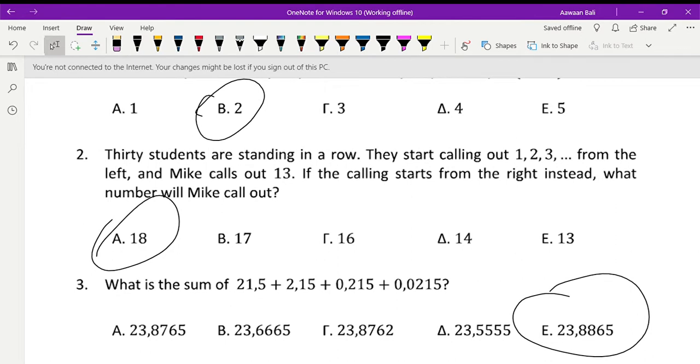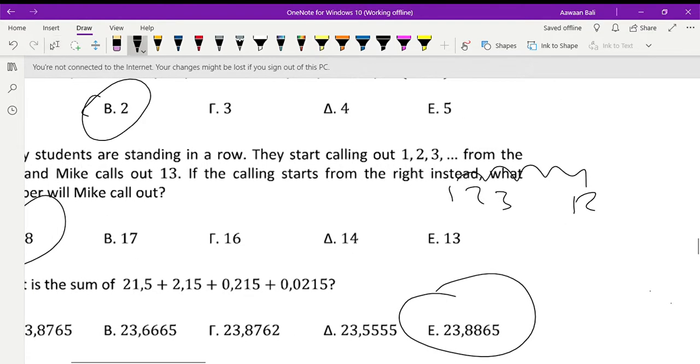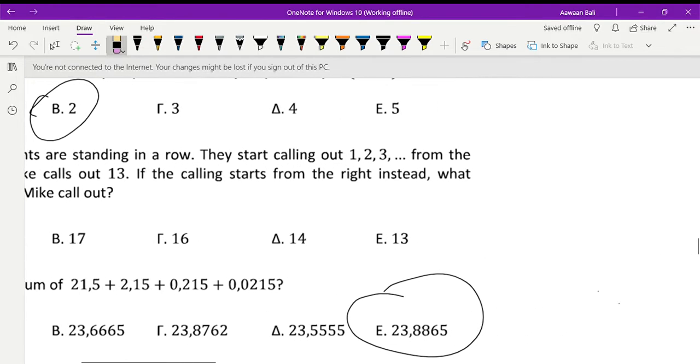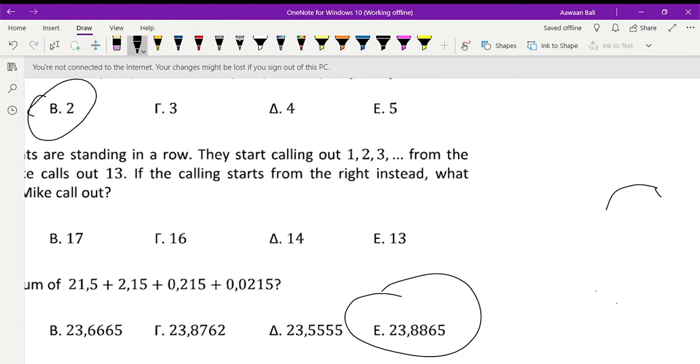30 students are standing in a row. They start calling out 1, 2, 3 from the left, and Mike calls out 13, which means it goes all the way to Mike saying 13. If the calling starts from the right instead, what number will Mike call out? Which means it goes in the opposite direction. You start with 1 at the right hand and then you go this way.